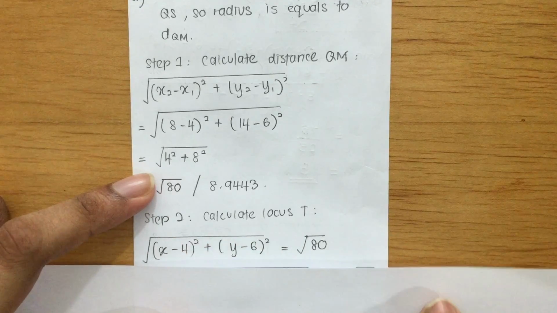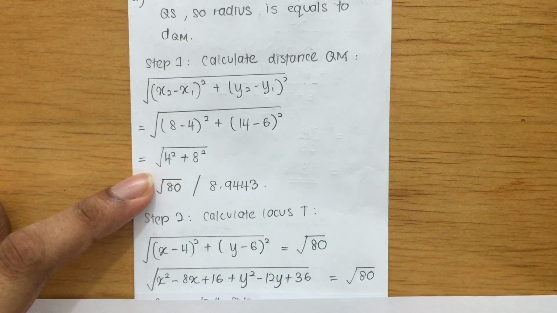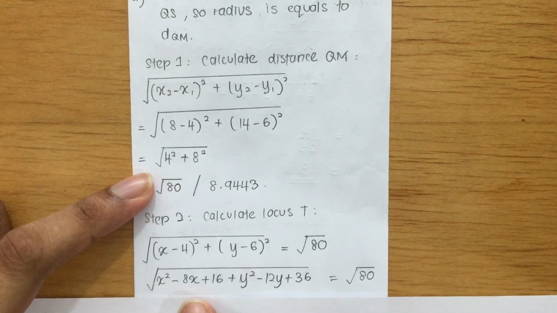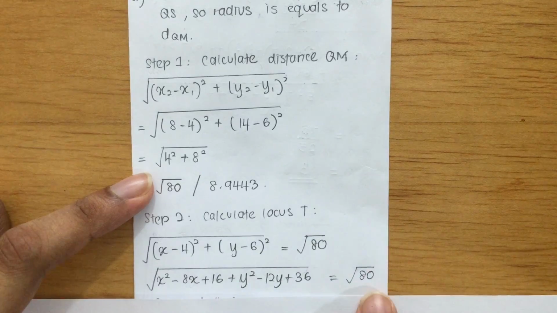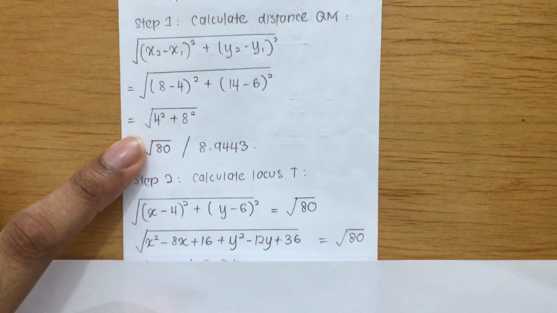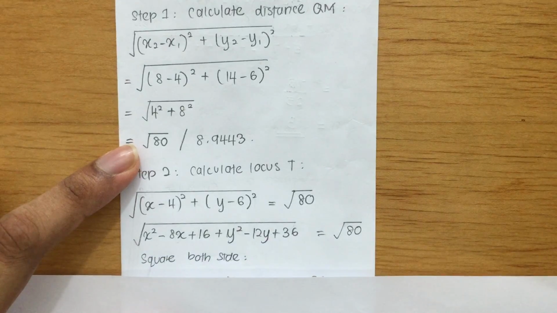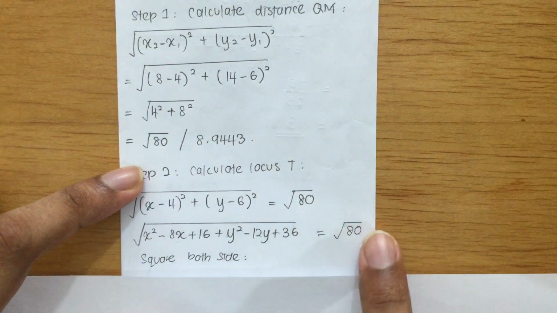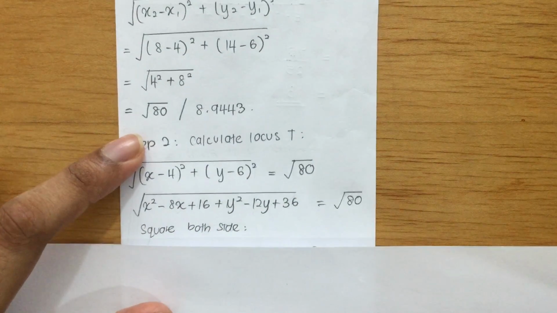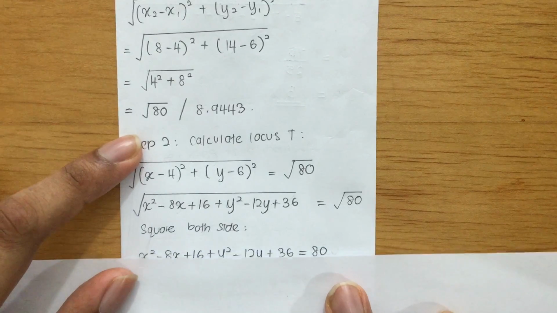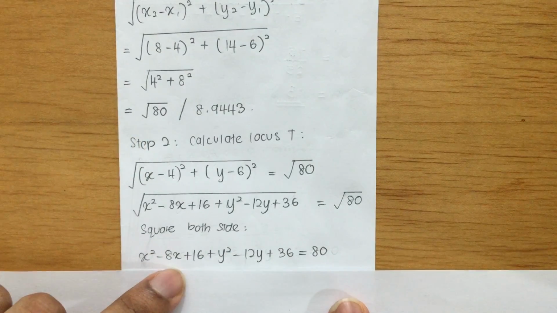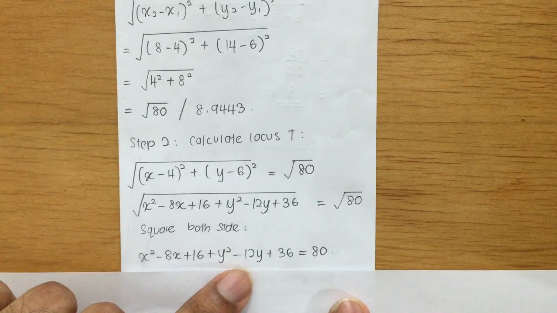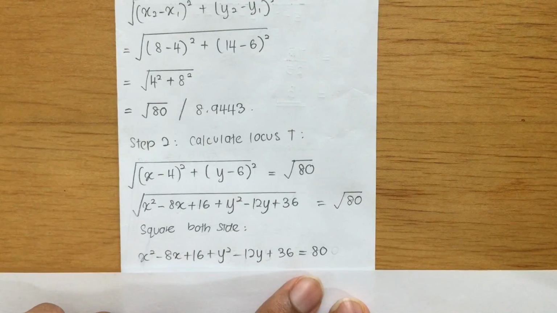So we expand inside the bracket first. You should get your answer x square minus 8x plus 16 plus y square minus 12y plus 36, and then you square root the whole equation, equals square root 80. So for the next step, what we can do is square both sides. When we square both sides, we will eliminate the square root on both sides as well. So your next working is x square minus 8x plus 16 plus y square minus 12y plus 36 equals 80.